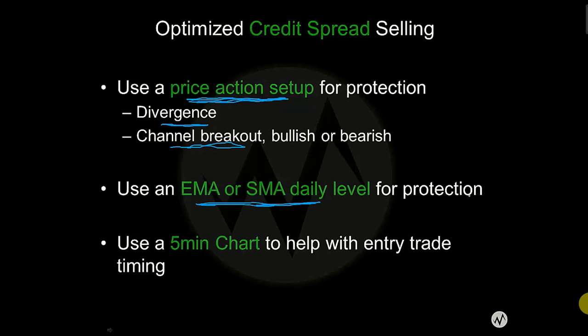I am also going to use a 5-minute chart to help me with my entry trade. I will show you exactly what that means too. I don't just say, hey, 12 o'clock, jump in. I'll say, hey, 12 o'clock, let's look for a trade. What has the chart done so far on the 5-minute chart? What has the stock done so far today?